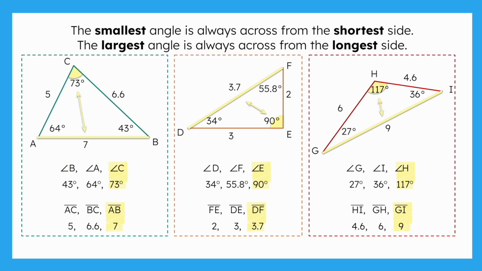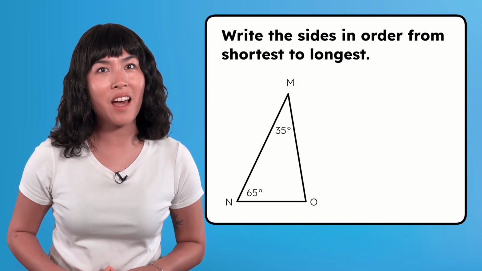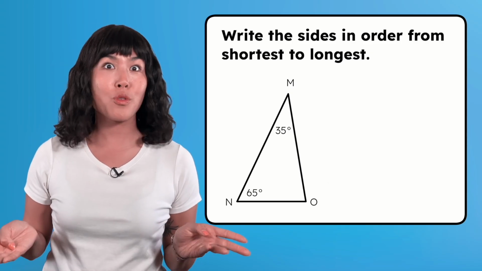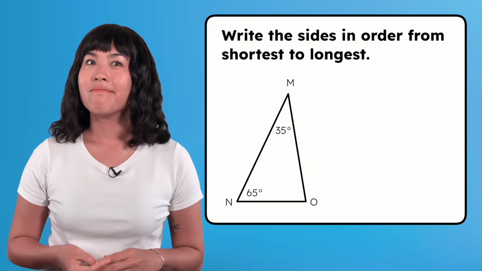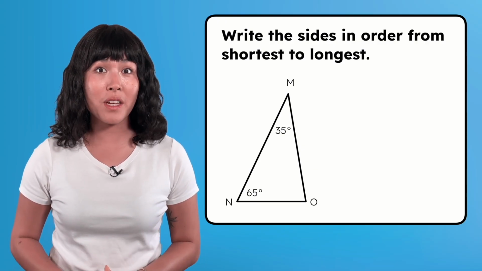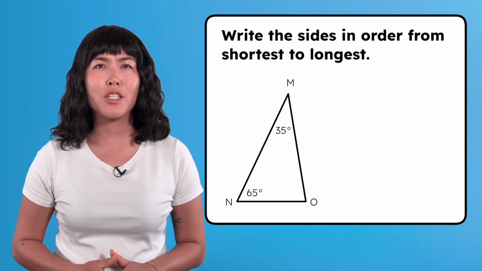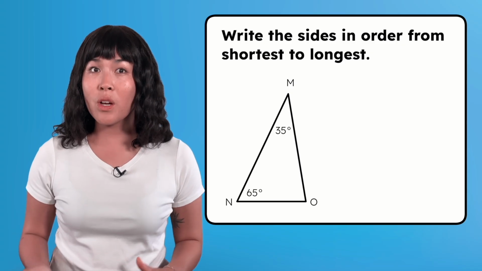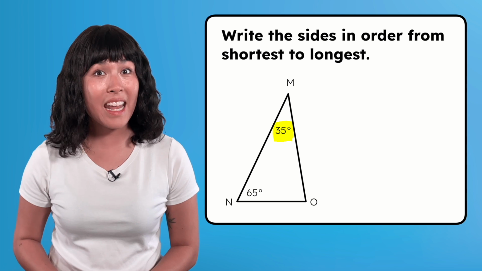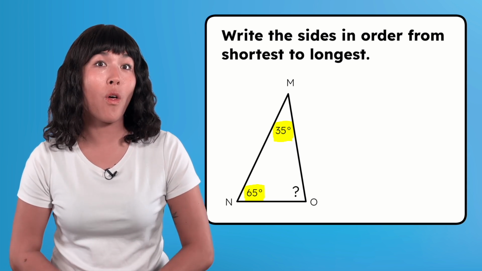Let's try this idea out with a few different examples. First, we have triangle MNO, and we want to write the sides in order from shortest to longest. Where should we begin? If we can put the angles in order from least to greatest, we can use that information to put the sides in order. But wait, I only know 2 of the angles. We know the measure of angle M, which is 35 degrees, and we know the measure of angle N, which is 65 degrees. How can I determine the measure of angle O?